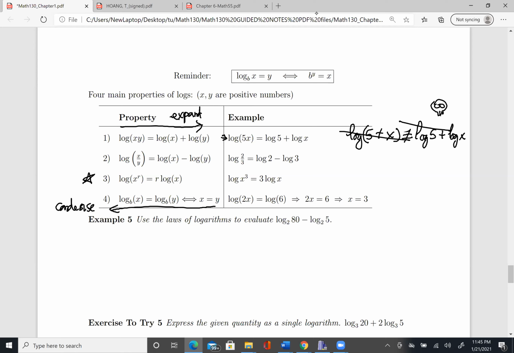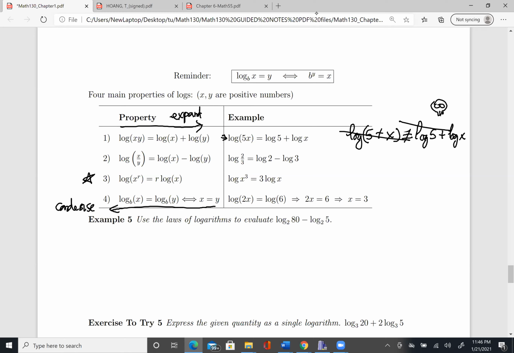Example over here: log of x to the power 3 is going to be equal to 3 put down in front of log of x. Okay, and the last one is just the easy one. Just remember that if we have log, then the arguments should be equal to each other. So I have log base b of x equal to log base b of y. Then you should know that x equals y, right?